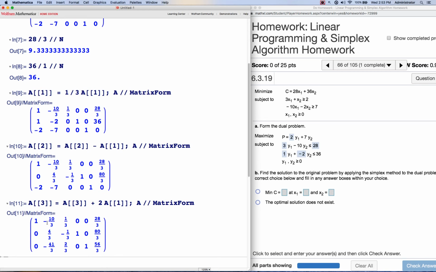Okay, so then we want to know where are we supposed to pivot. So remember the rule, look for negative numbers in the bottom row. Well, I see a negative number right over here. I know you cannot pivot on a negative value, so we have no choice. We're going to pivot right over here on the 4/3.